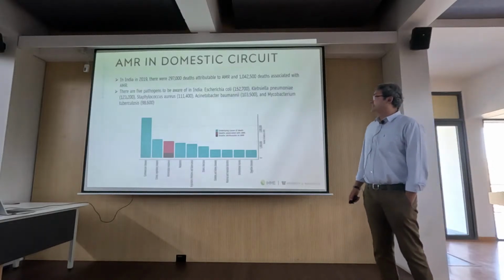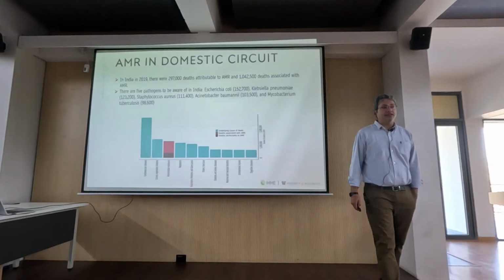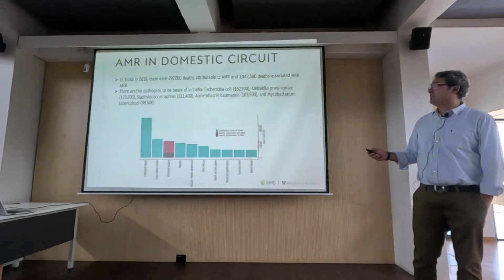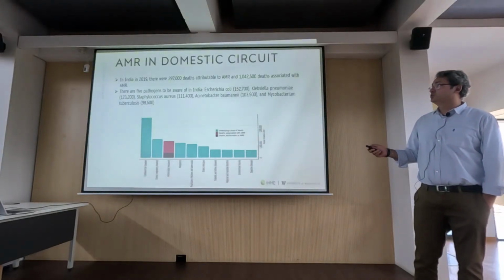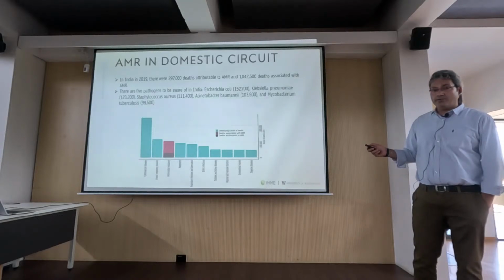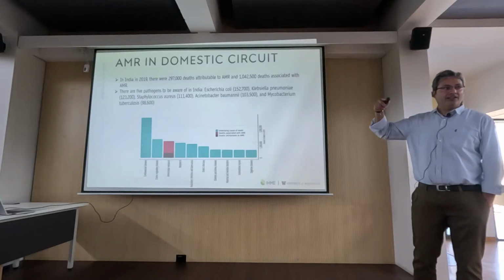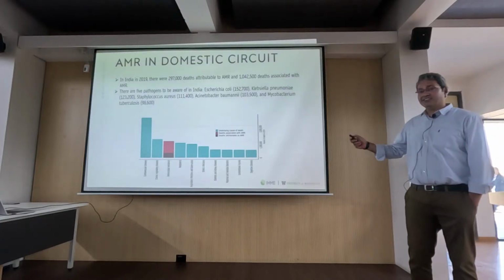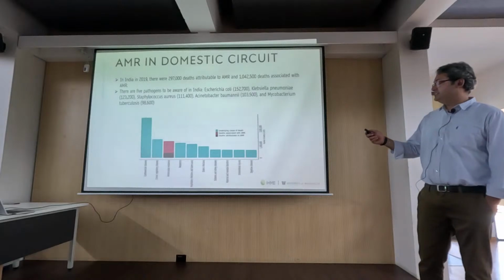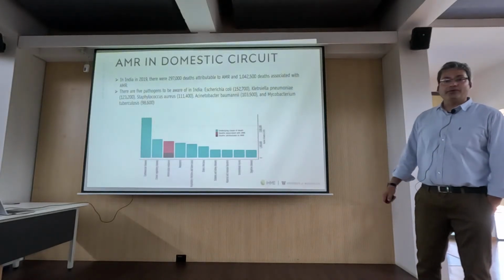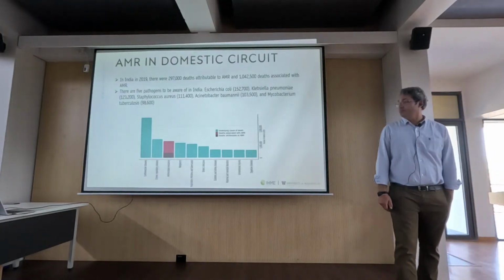Look at some of the data from the domestic circuit as well. In India also, this is the 3rd largest cause of death, and in 2019 close to 3 lakh deaths were attributed to AMR, and close to 10 lakh deaths associated with AMR, like AMR and secondary infections of that. So that's a scary figure, right? And these are the 5 pathogens that are the main culprit in the Indian scenario.